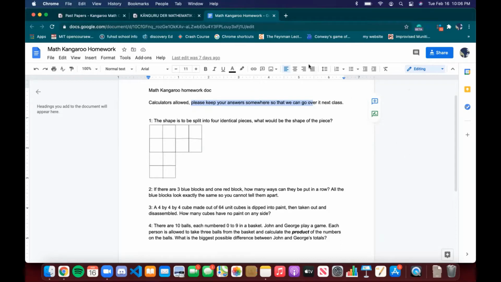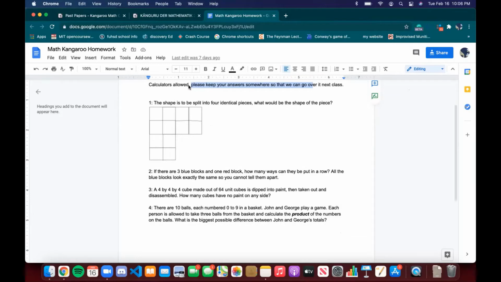Hi, Jason. Okay, so we just started talking about the Math Kangaroo homework. So these were 4 questions, and also please keep your answers somewhere so that we can go over it next class. Okay, so first, let's start with question 1. The shape is to be split into 4 identical pieces. What would be the shape of the piece? Okay, so here we see it looks like 3 2x2s glued together, and we're trying to find 4 pieces that it could be split into.